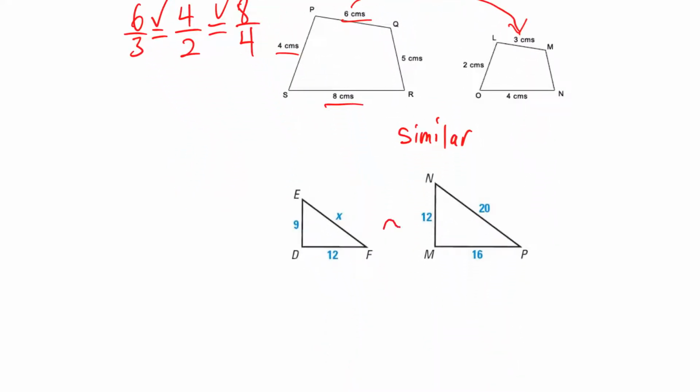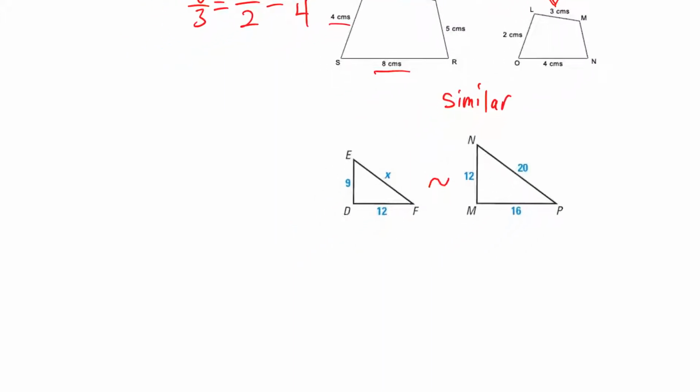On this one, I forgot to put this in here, but we're going to assume that this is similar to this. I'm going to use that fact to find the length of this side EF right here. So I'm going to start off with two sides that I know. What matches up to this 9? The 12. So the 9 is to the 12 as the 12 is to 16. I could do that, but it doesn't help me because I'm looking for x. So the 9 is to the 12 as the x is to the 20.